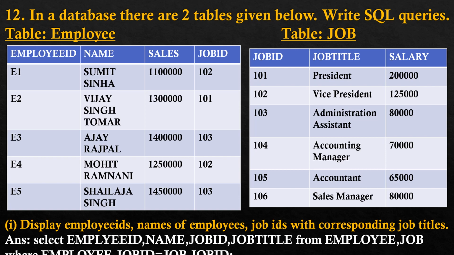The 2 tables have the same column, or you can say the column references another column. Here the job ID of table employee references the job ID of table job. So we can make an equality condition over here so that these 2 tables will be joined and we can fetch data from this joint table.